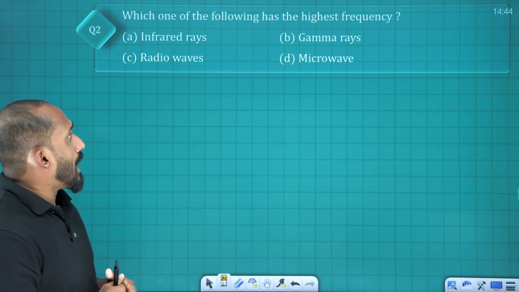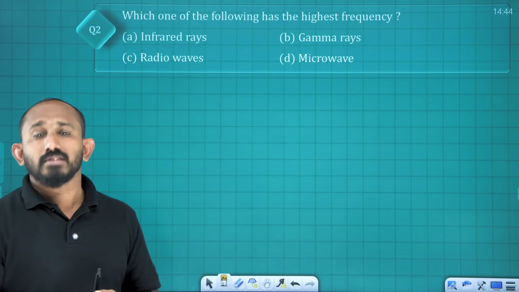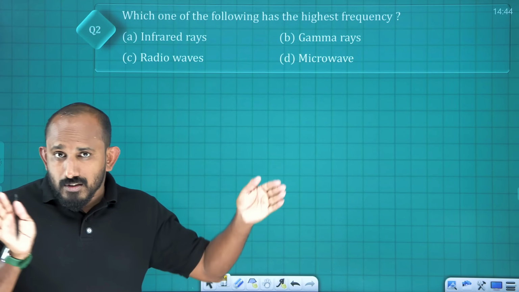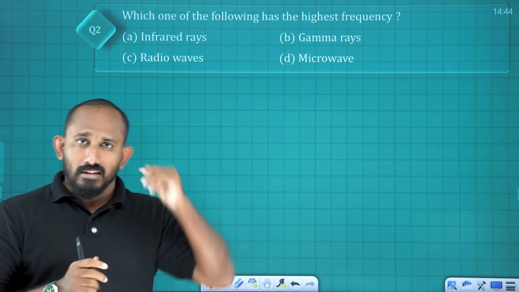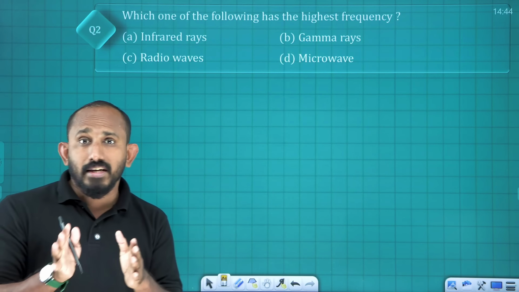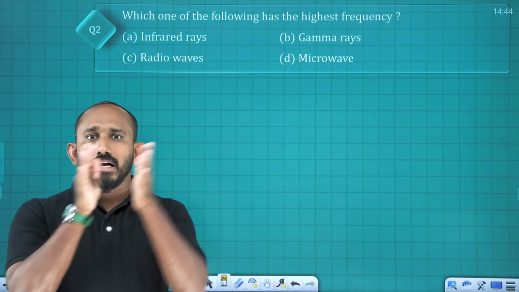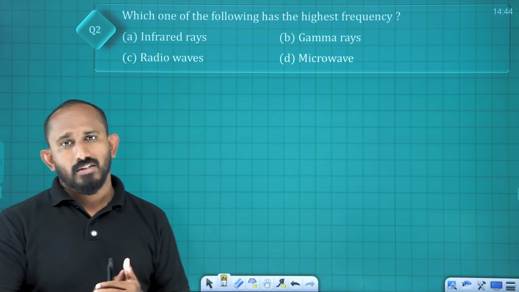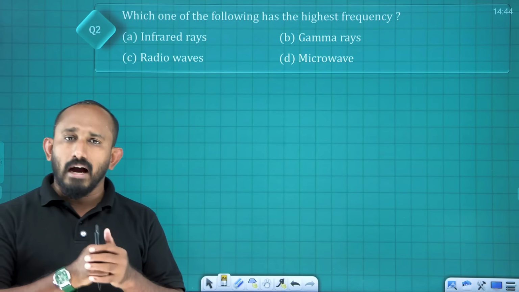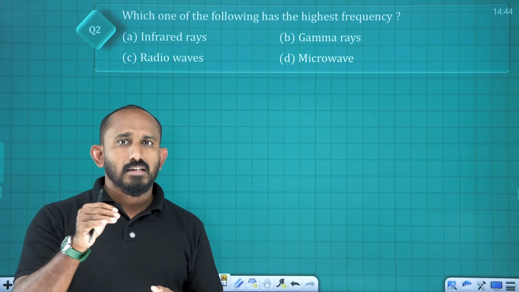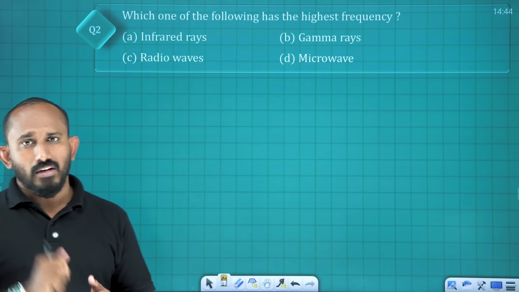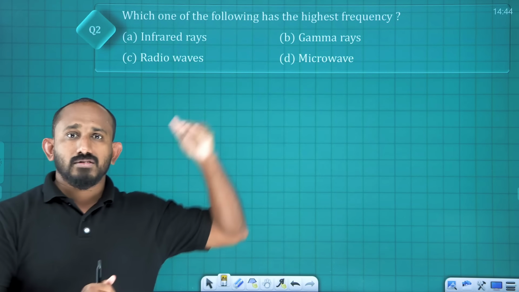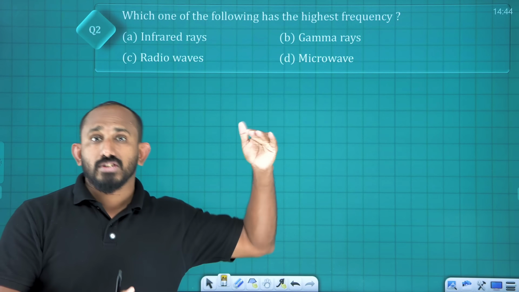Which one of the following has the highest frequency, it is asking. Just previously we did the spectrum in ascending order of wavelength, which is equal to descending order of frequency. So gamma rays have the least wavelength but the highest frequency. At the other end, radio waves have the greatest wavelength, so they have the least frequency. So gamma ray: least wavelength, highest frequency, the most energetic radiation we can say.